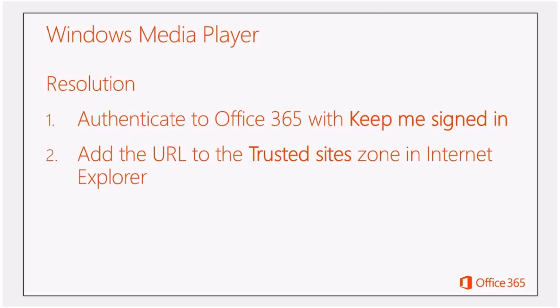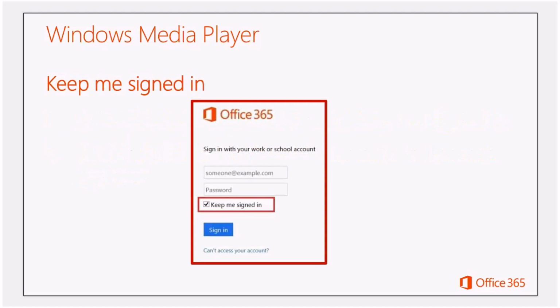How do you get around that one? A couple of steps to take. First, when you sign in to Office 365 and SharePoint Online, if you, during authentication phase, check that little box that says keep me signed in, and then add the URL to that library to your trusted sites zone in Internet Explorer. That should get you able to view that MOV or MP4 video file.